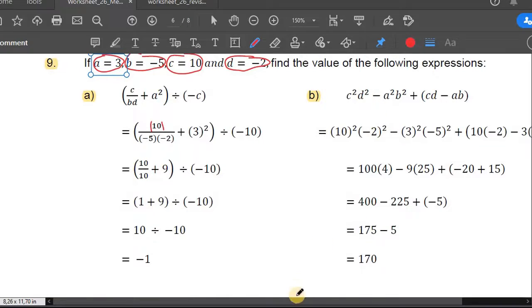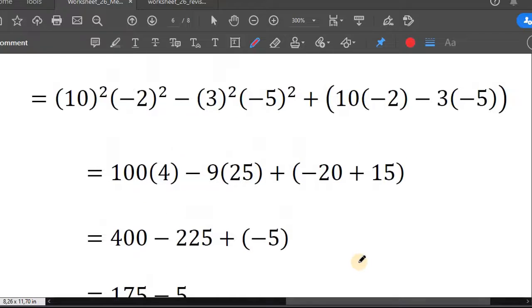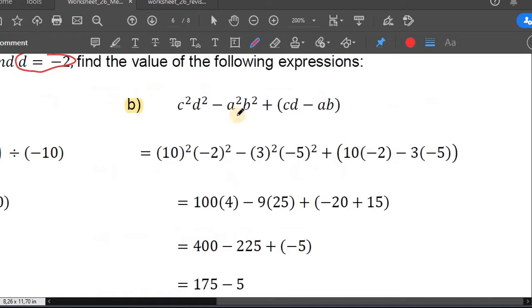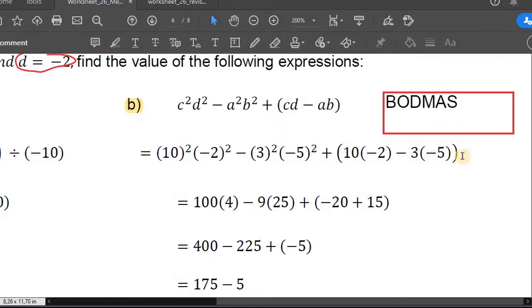Same story here. Let's get to B. So C, we got there. Can you see how we plug in these values, and then we simplify thereafter? Whenever you don't know what to do next, please refer to your BODMAS.